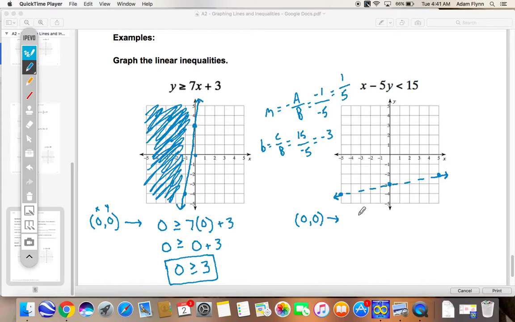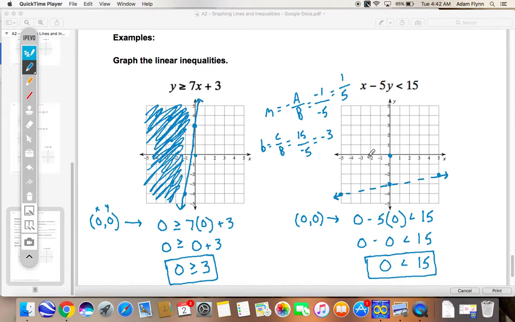So I plug in 0, 0, and I get 0 minus 5 times 0 is less than 15. So 0 minus 0 is 0. So I get 0 is less than 15. The point I picked is on this side of the line. So is 0 less than 15? Yes, it is.